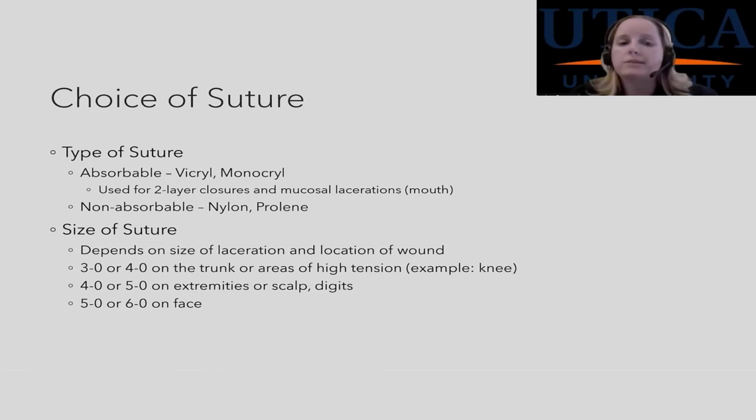If it's on the trunk or an area of high tension, like over the knee, use a big one like 3/0 or 4/0. If it's in the extremities, the scalp, or the digits, 4/0 or 5/0. If it's on the face, 5/0 or 6/0. I personally like 5/0. You're probably going to use a 4/0 or a 5/0 about 90% of the time, so those are probably the most commonly used.